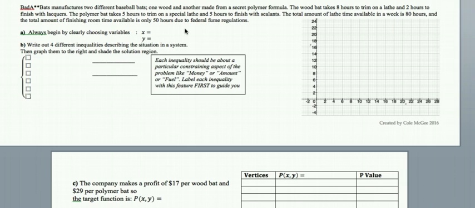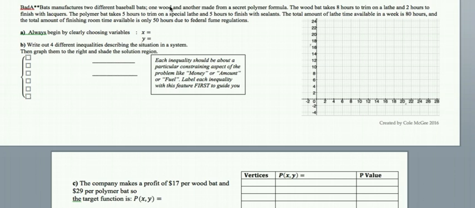So anyway, the wood bat takes 8 hours to trim on a lathe, and it takes 2 hours to finish, to make it nice and polished, and to put all the right kinds of things on the outside of the bat so that it hits baseballs correctly. The polymer bat takes a little less time to trim. For whatever reason, their metal polymer lathe must work better. But it takes a lot longer to apply those sealants. It's got all kinds of different things you've got to put on it before it's ready to go.